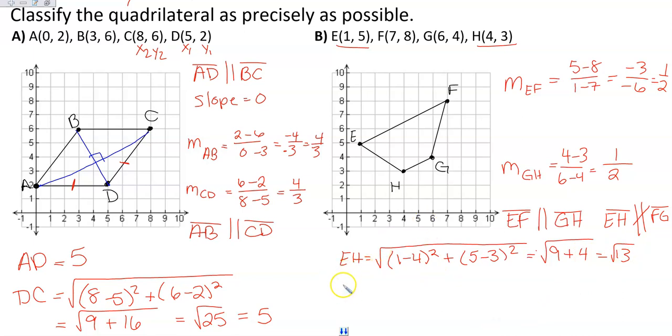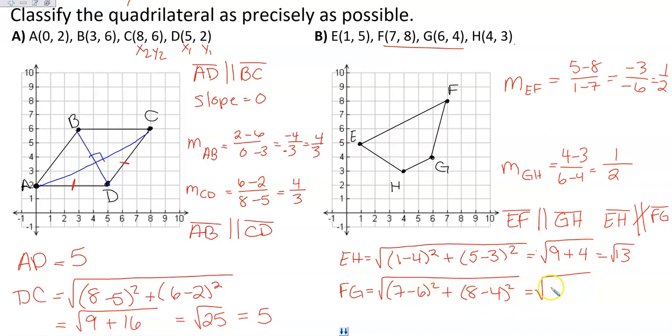All right, then we're going to do FG and find that length. So we're going to look here at these two. Again, we're going to start by subtracting our x's. So it's 7 minus 6, quantity squared, plus 8 minus 4, quantity squared. 7 minus 6 is 1, squared is 1. 8 minus 4 is 4, squared is 16. So this is the square root of 17.